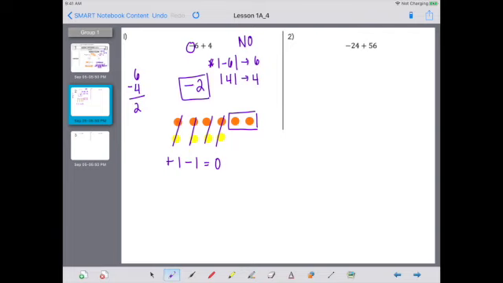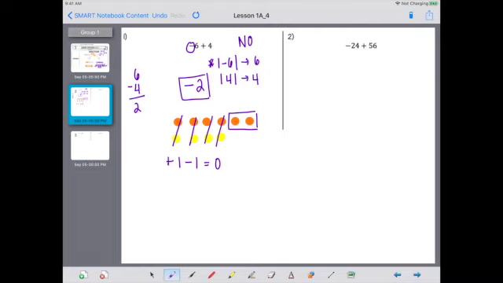Let's try number 2. Now here's the thing, when you have numbers like negative 24 and 56, you might not want to use manipulatives because you get a lot more. So maybe you just want to go with the rule, but again, it's up to you. Whatever you feel more comfortable with.